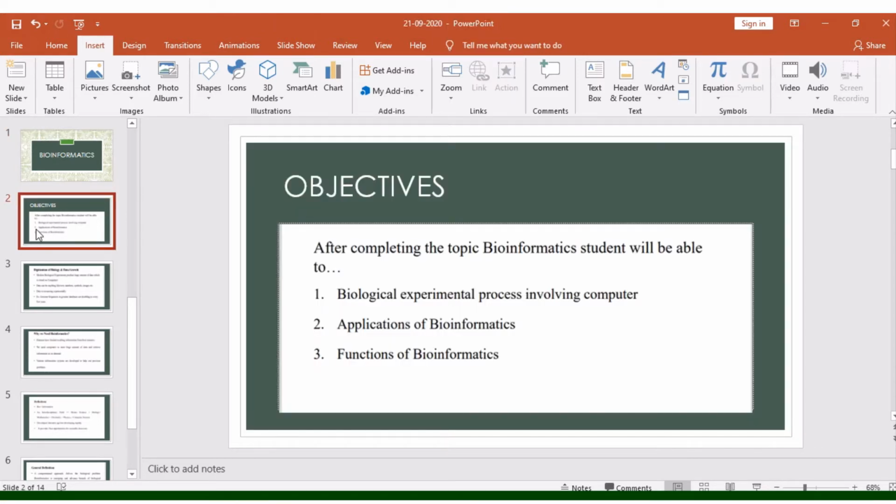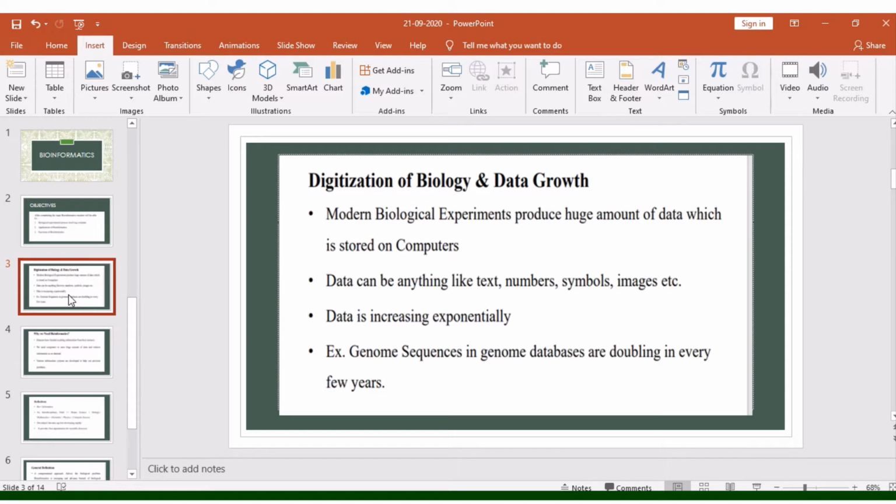The objectives of this unit, after completion, are the biological experimental process involving computers, the application of bioinformatics, and the functions of bioinformatics. These are the three objectives you will go with in this unit. Modern biological experiments produce huge amounts of data which is stored on computers. Data can be anything like text, numbers, symbols, images, etc., and it is increasing exponentially.